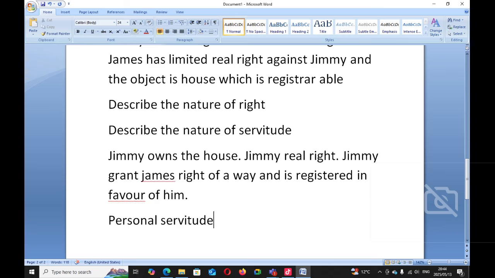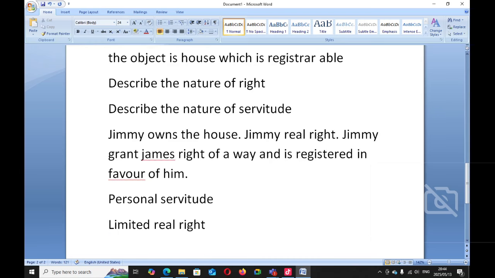Okay. Now, if we say describe the nature of a right, you'll come and say Jimmy has a limited real right. Describe the nature of a servitude: Jimmy has a personal servitude. You see the differences. Many people, when they get carried away in the examination, quickly write land servitude. You know why land servitude? Because there's a right of way. They don't finish the statement.